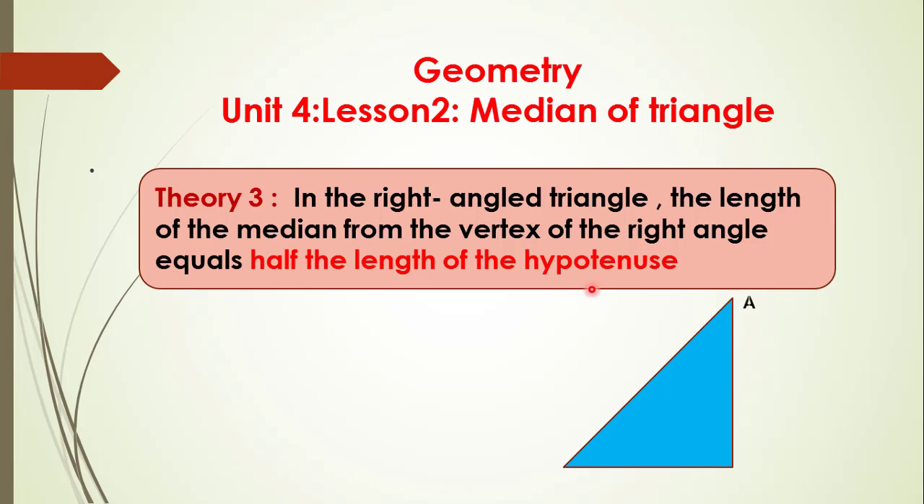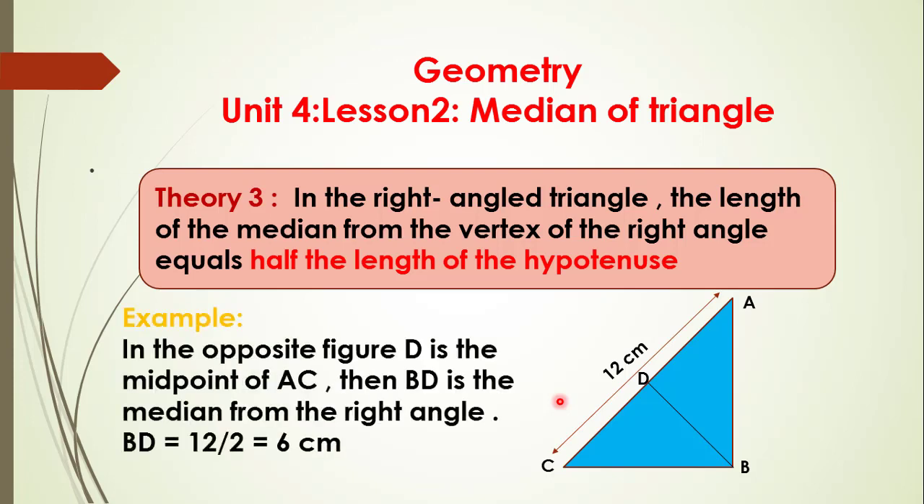Okay, let's draw a right angle triangle. For example, ABC. We want to draw a median from the right angle, which is B, to the midpoint of the hypotenuse, AC. D is the midpoint of the hypotenuse, then this is the median. The theory said that the length of this median will be half the hypotenuse. For example, if this hypotenuse is 12 centimeters, it means that BD will be 6 centimeters.